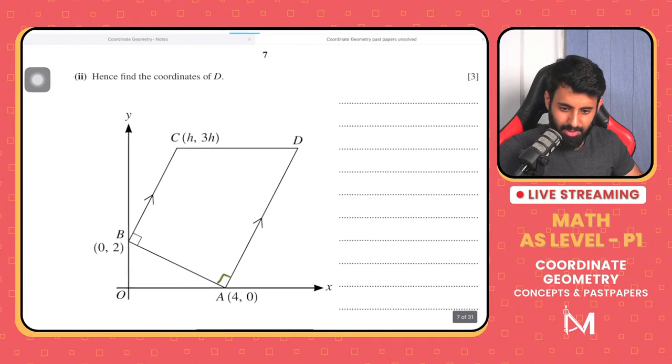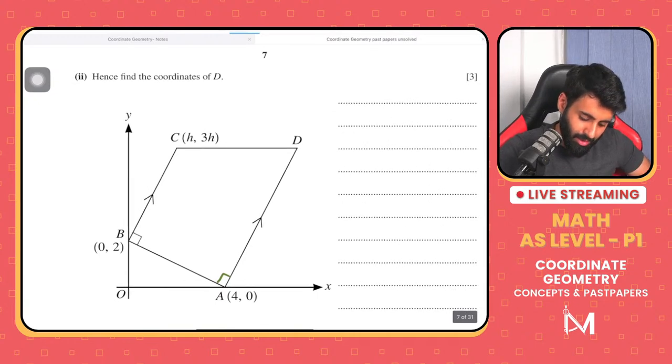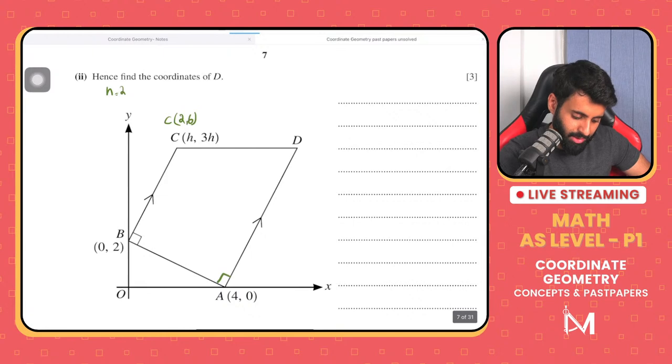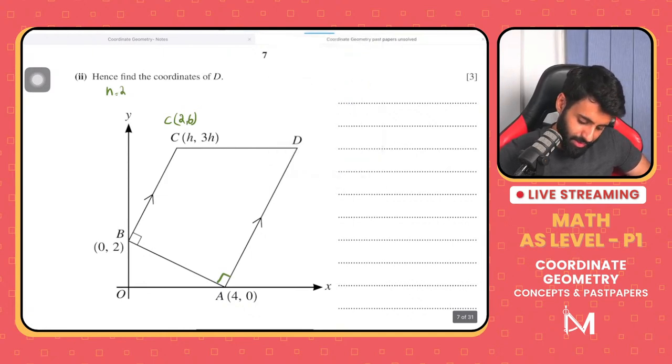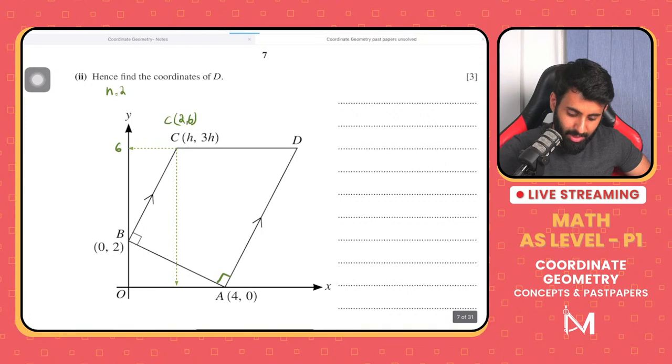The y coordinate will be 6. Okay, that is correct. Now, since we know what the value of h is, that h is equal to 2, we can actually find out the coordinates of C. They will be 2, 6. Why? Because h is equal to 2. What that means is that the x coordinate of C is 2, and the y coordinate of C is 6, and because CD is a line that's parallel to the x-axis, it is a horizontal line.